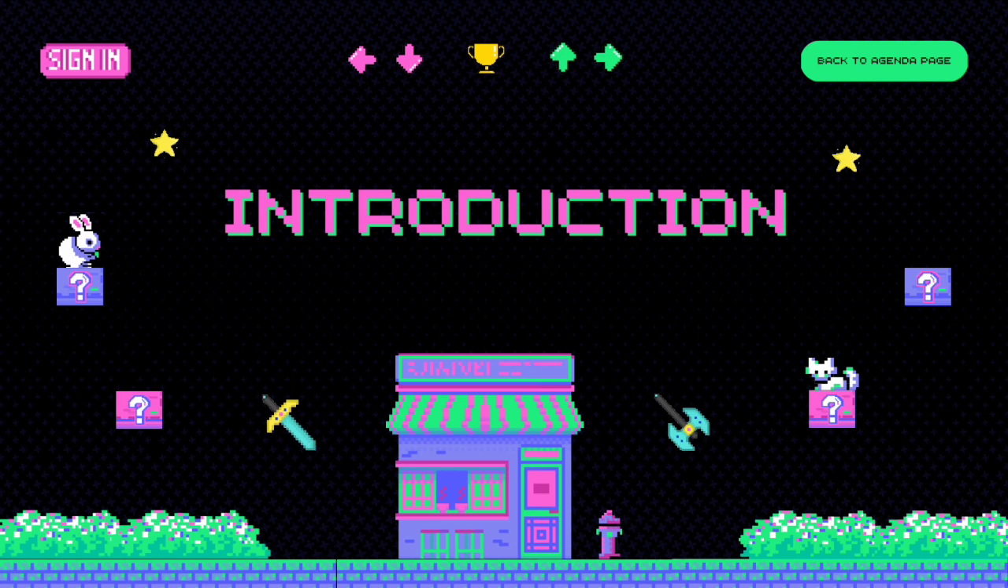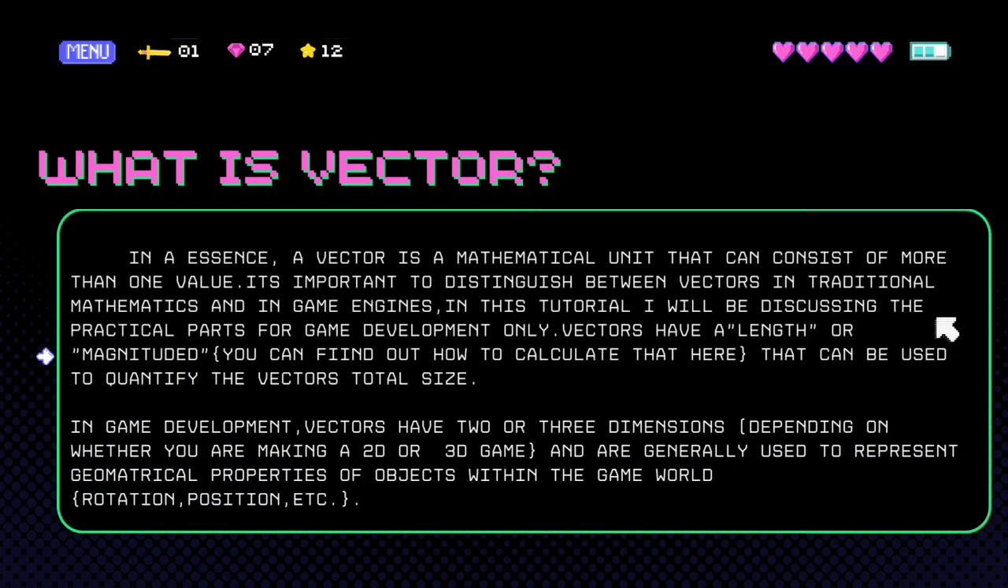And now let's talk about the introduction to vectors. What is a vector? In essence, a vector is a mathematical unit that can consist of more than one value. It's important to distinguish between vectors in traditional mathematics and in game engines. In this tutorial, I will be discussing the practical parts for game development only.